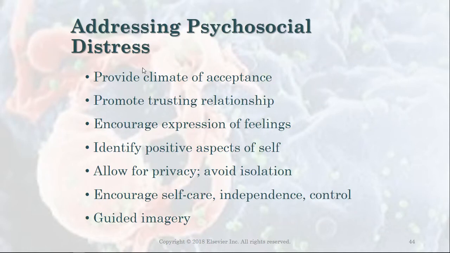We want to address their psychosocial distress. We want to provide a climate of acceptance. We want to promote a trusting relationship, encourage the expression of their feelings, identify positive aspects of themselves, allow for privacy if needed, and then try to help them to avoid isolating themselves or us isolating them as well.